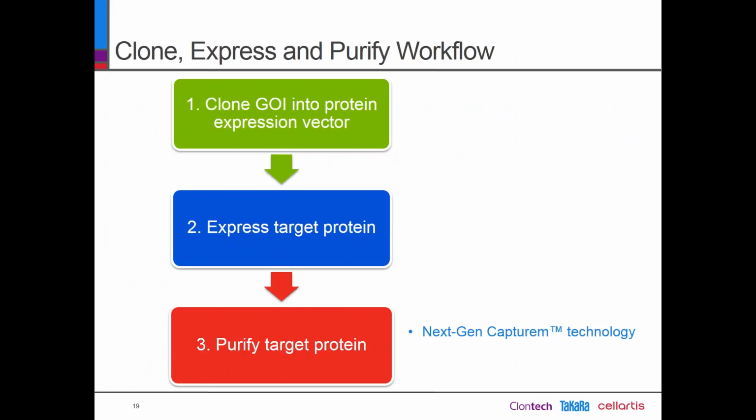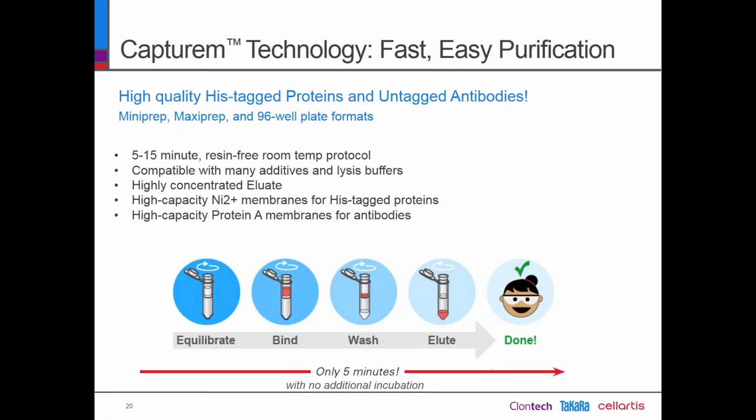Okay, now we come to the last part about purification, and here again I cannot talk about all the protein purification products that we have, but I want to highlight the latest one, the most revolutionary one, which in this case is the Capture-M technology that we have launched. So what is Capture-M? Capture-M is a membrane technology that gets you very fast and easy purification. So we have currently two different types of membranes. One is for his-tagged proteins, so this uses a nickel-based membrane, and the second one is for antibody purification, and that one has a high-capacity protein A membrane.